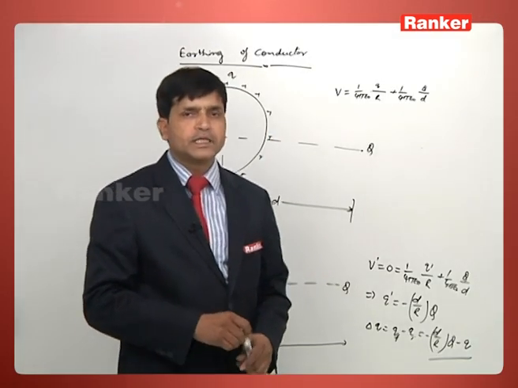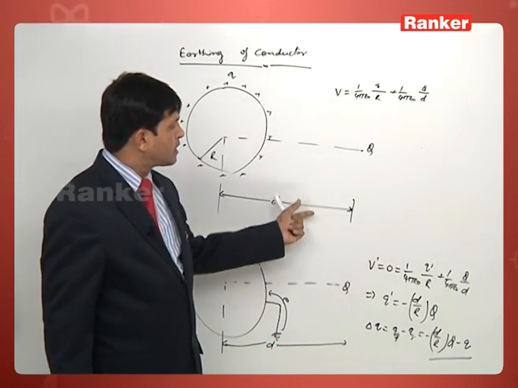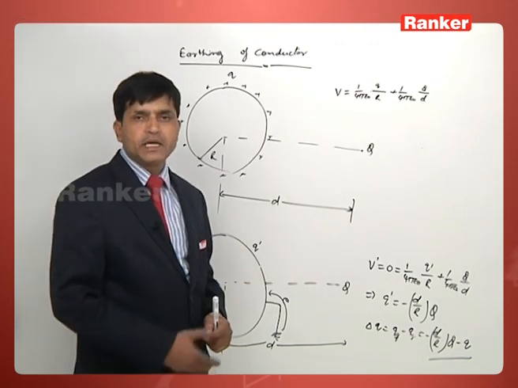Earthing means only that the potential of the surface is 0. Now see a few examples and a few problems based on earthing of a conductor as well as Gauss law.